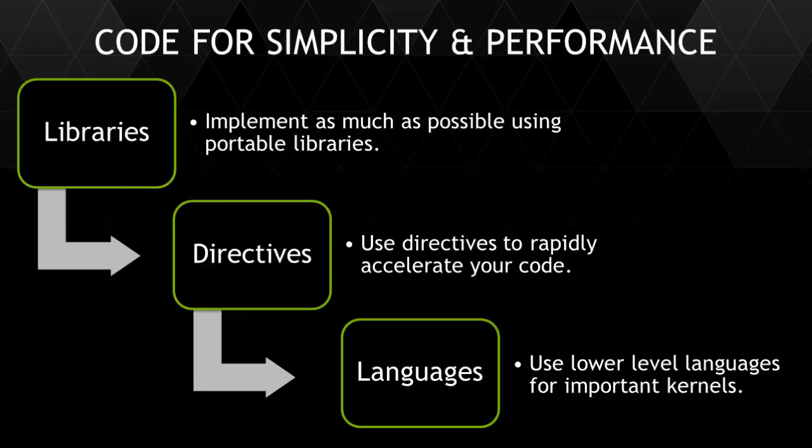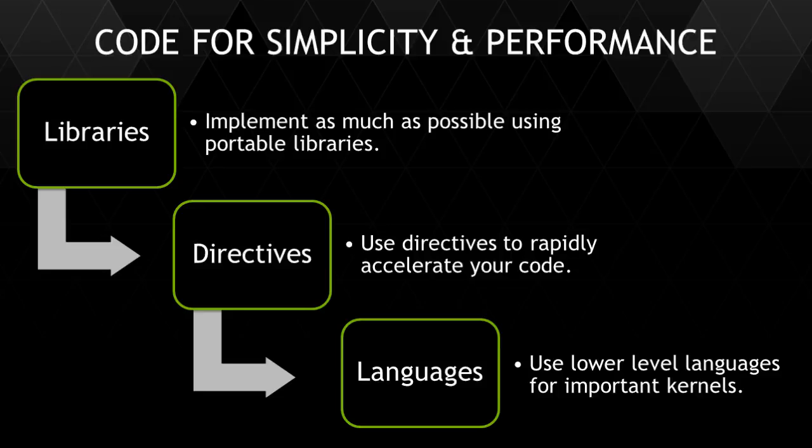And when libraries don't have what you need, then we encourage you to look at compiler directives, specifically OpenACC, to rapidly accelerate your code. So take important parts of your code, accelerate them with directives, and get more and more of your code accelerated quickly. And once you've accelerated as much of your code as possible using directives, if there are certain parts of your code that are really performance critical, where you need to get the best possible performance, well, then you can actually use a programming language such as CUDA along with these directives to get the best performance in those isolated parts.